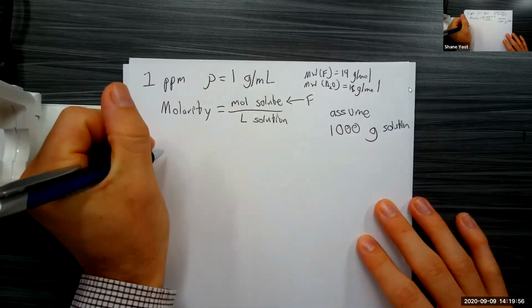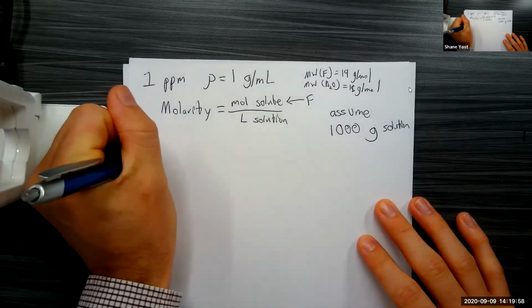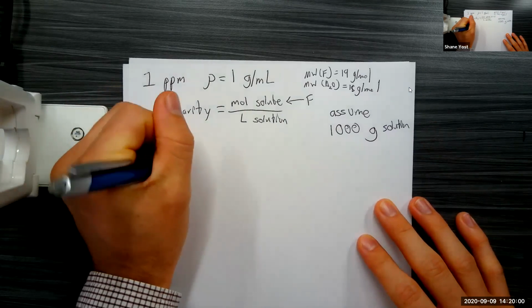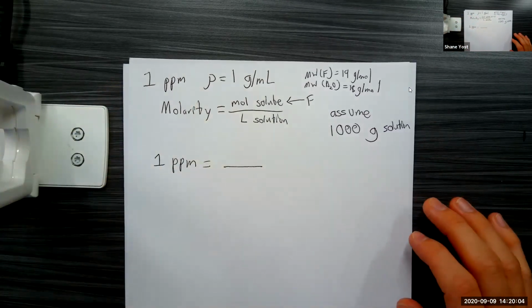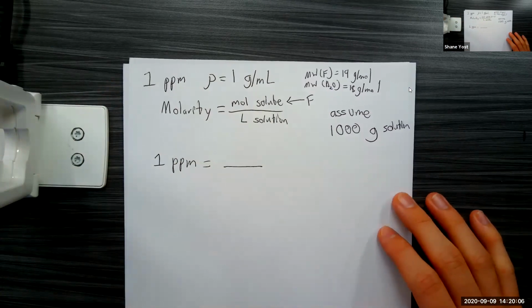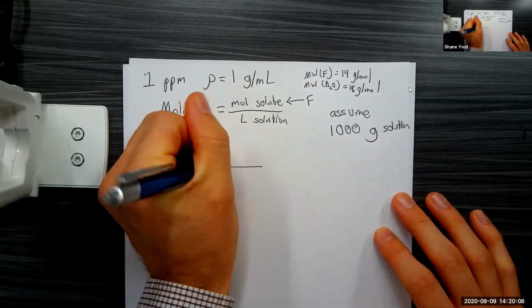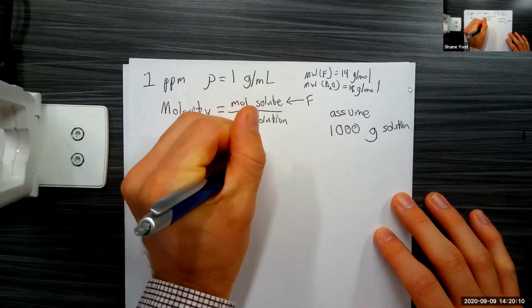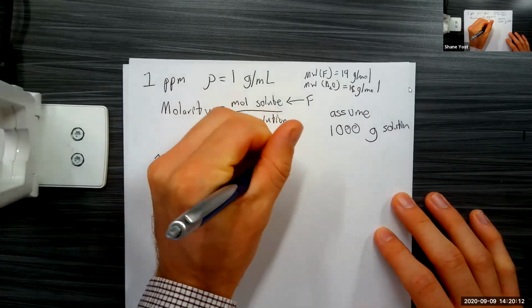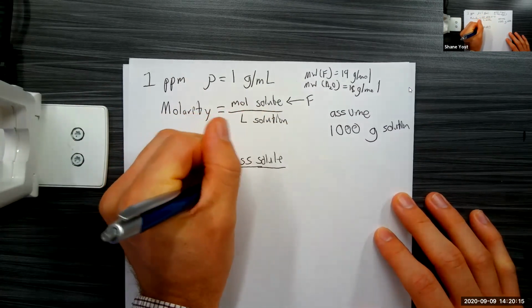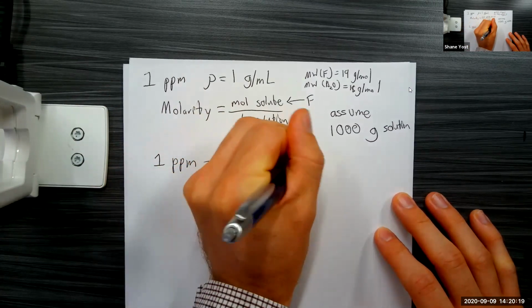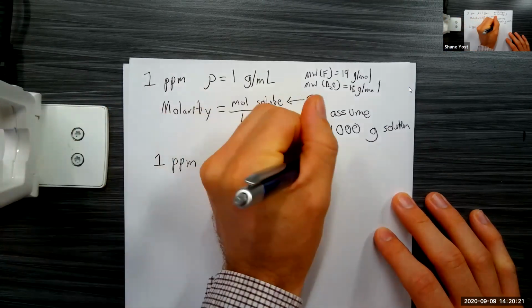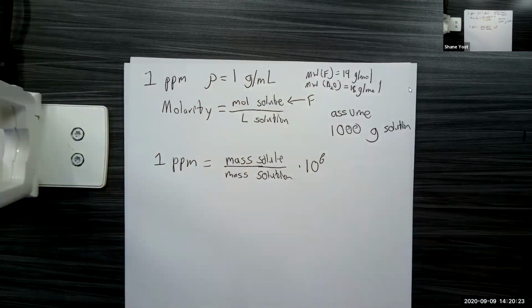And so let's write out parts per million. So 1 ppm, parts per million, is what? What's parts per million defined as? Mass of solute over the mass of the solution, times 10 to the 6. Times a million.